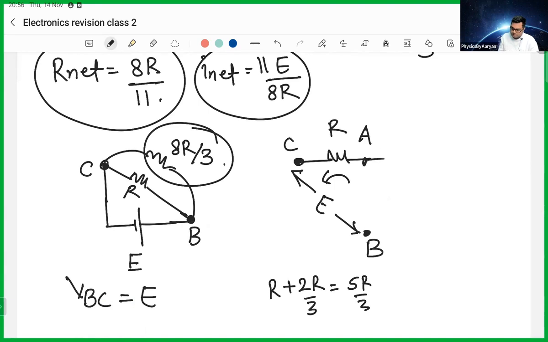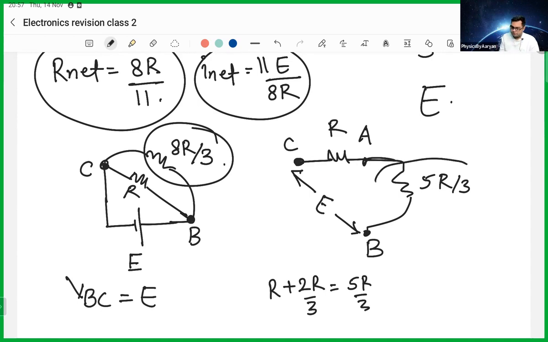So this is basically 5R by 3. So now A and B have two parts basically. One is the left hand part and one is the right hand part. Right hand part has a resistance 5R by 3, left hand part has a resistance R. If you go from C to B, what is the total voltage difference? Capital E. I don't want to go from C to B. I want to go from A to B. I want to know what is the voltage difference between A and B.